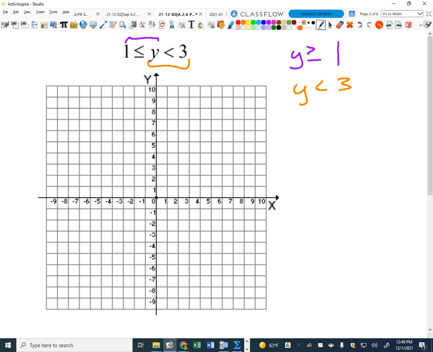If we graph the top one, the boundary line is really simple. Y equals 1. What's that look like? Yep, straight horizontal line at 1. Is it going to be dashed or solid? It can be solid. Okay, so we get something like that. And we're going to shade above or below? Above, yeah. Okay, so something like this.